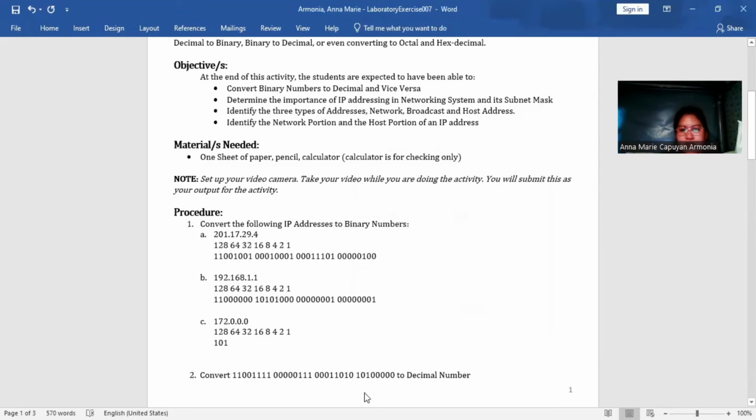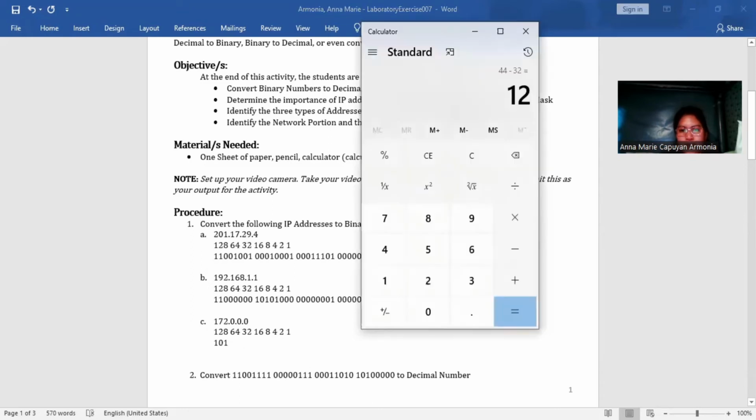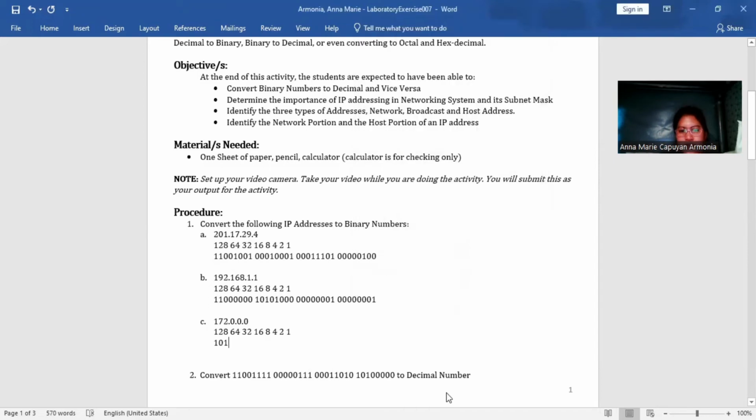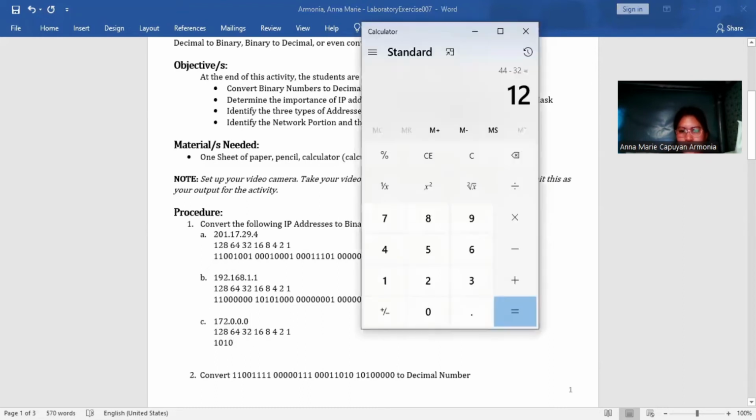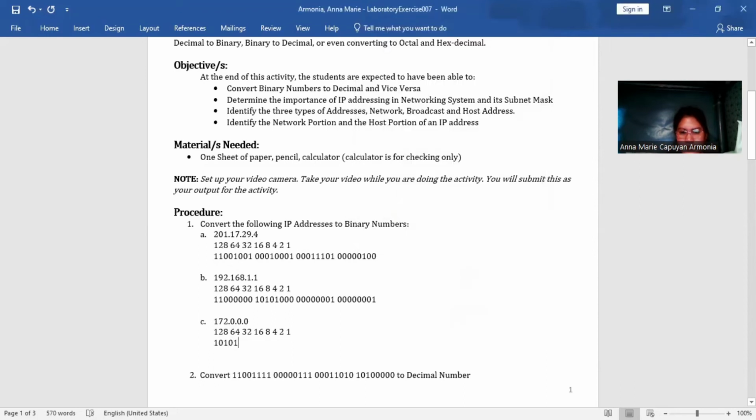And then 16 cannot be deducted from 12. So 128 is 1, 64 is 0, 32 is 1, 16 is 0. Okay. And then 8, so 12, we'll deduct 8 from 12. And we have to put 1 here. And then 4, 2, 1 are 0, 0.